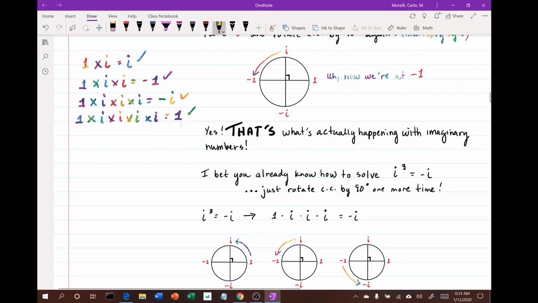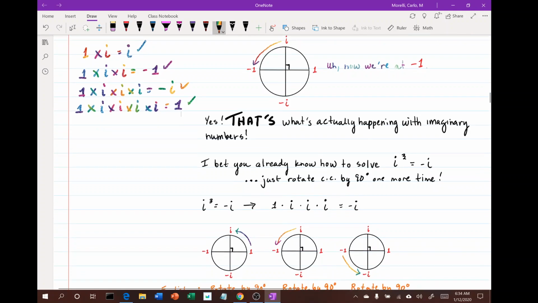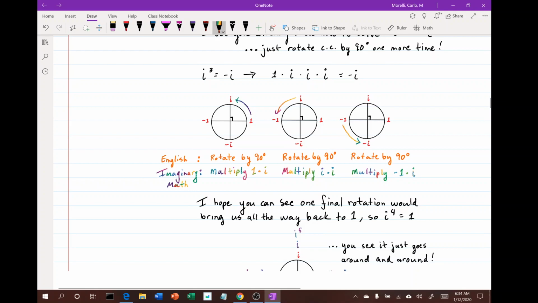I bet you know how to solve i cubed equals -i. Just rotate by 90 degrees one more time. i cubed equals -i is 1 times i times i times i equals -i. Now look here. We start at 1. We rotate 90 degrees to the left here, counterclockwise. Now we're at i. We multiply by i again, and that takes us here to -1. And then we multiply by i again, and now we're here at -i.